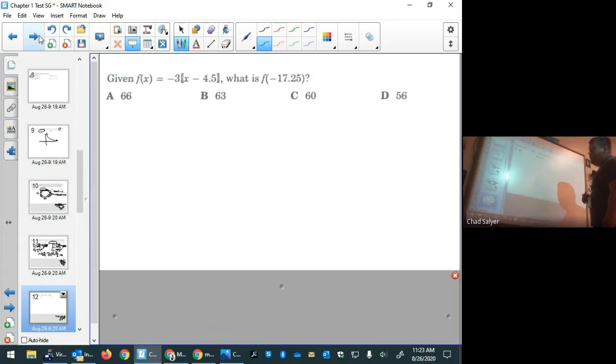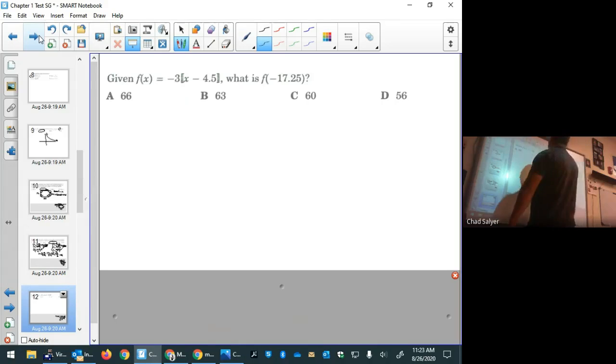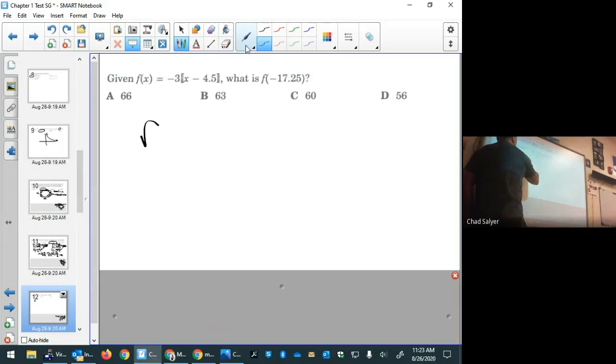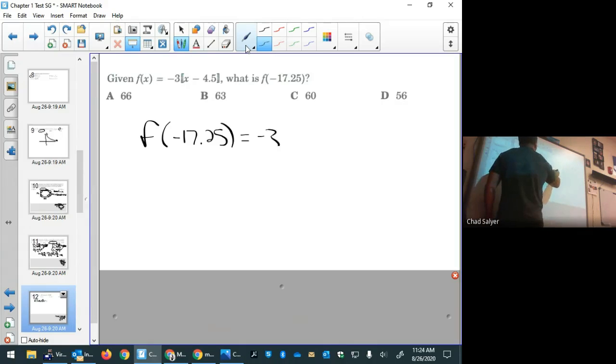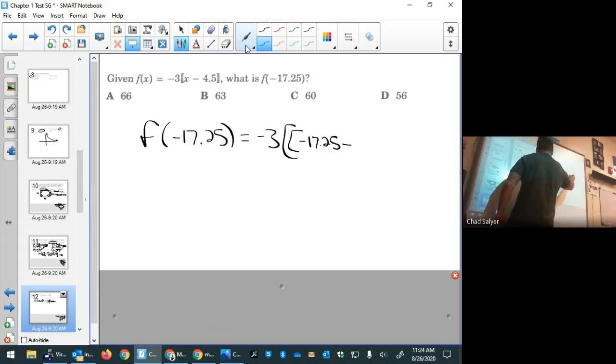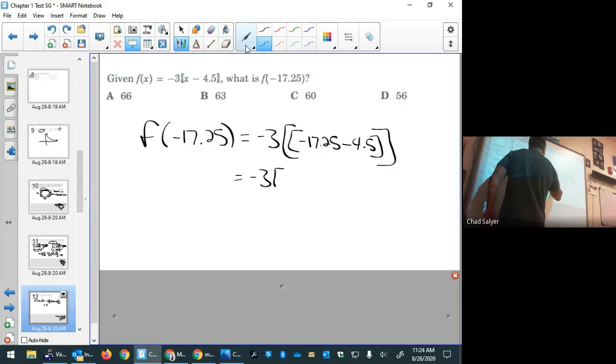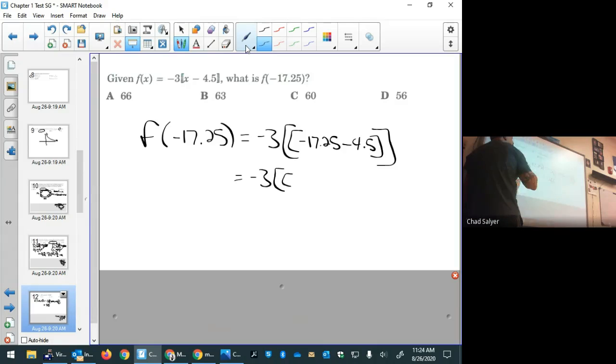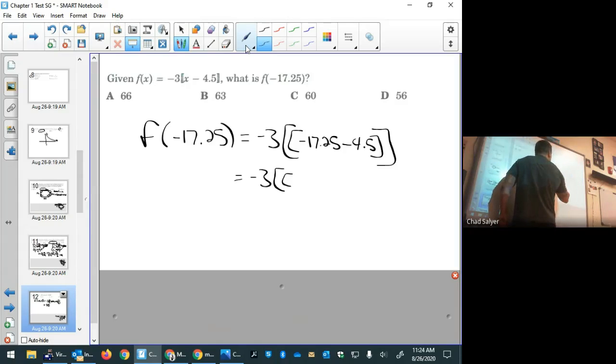You have to remember how the step function works, how the greatest integer function works to get this one right. So f of negative 17.25 is negative 3 times the greatest integer of negative 17.25 minus 4.5. And the greatest integer function here works like a grouping symbol. So this has to be evaluated before I multiply. All right, so performing this subtraction, I get negative 21.75.